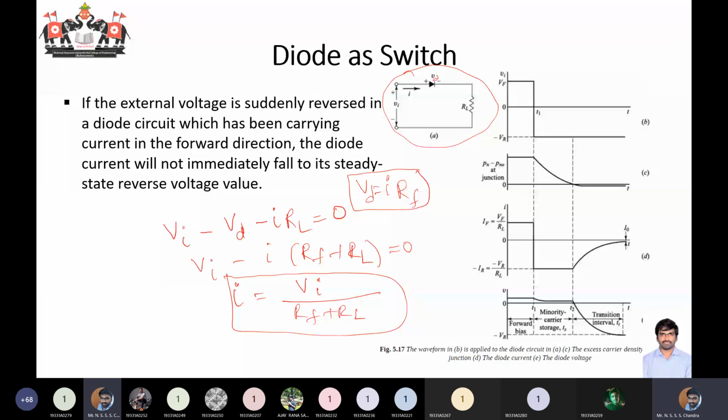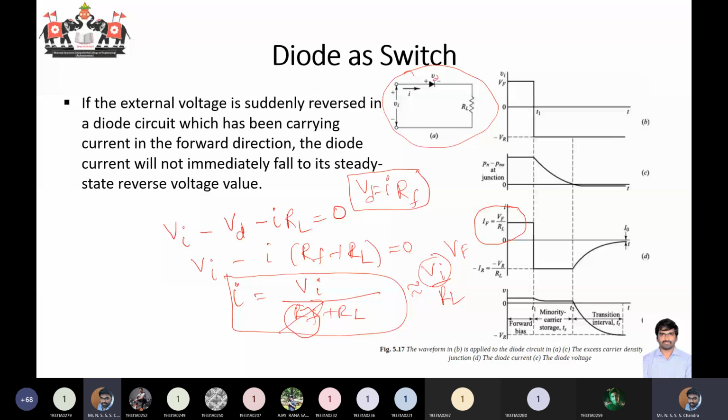And you know that the forward resistance offered by the diode is very small. So if you neglect this RF, this value will be nearly equal to the supply voltage by RL in forward bias. In the waveforms, it is given that the magnitude of your Vi is Vf. So in the circuit diagram, you write that IF is nearly equal to Vf by RL, it's not exact. Additionally, you get an RF term which we are neglecting for practical purposes. So your forward current is almost equal to Vf by RL, and this current is going to continue until time t1.